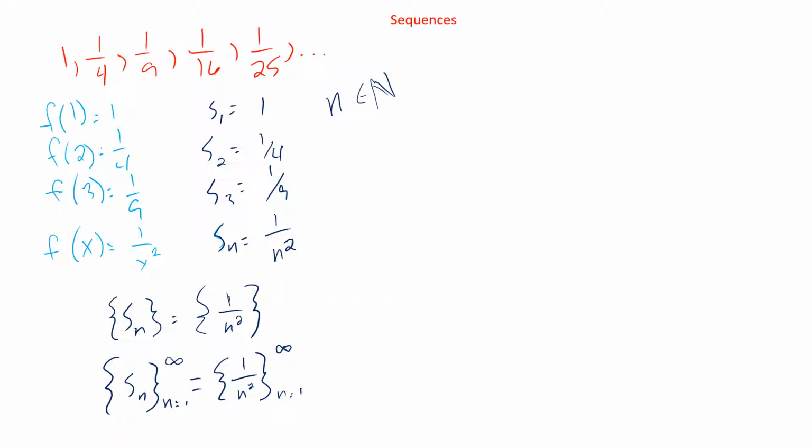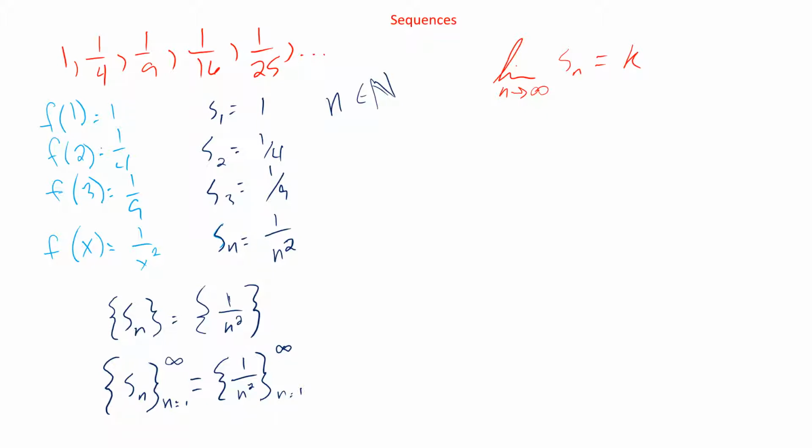The notation for convergence, we would have the limit as n goes to infinity of s_n, and it's going to equal some number, we'll call it k.